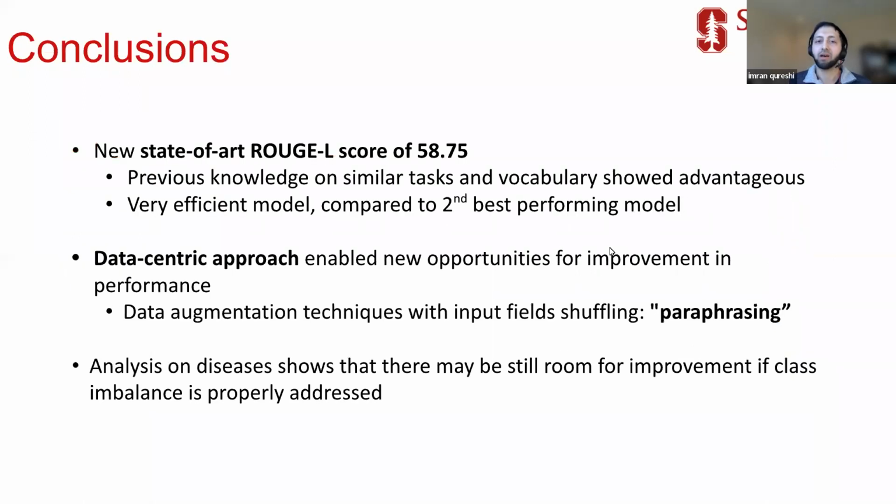And to conclude, we present a new BERT-to-BERT model, which presents state-of-the-art performance in our radiology summarization task, using both the architecture search as well as the data-centric data augmentation approach of shuffling data. We also look at the analysis of the diseases and how we gain knowledge in the model, and future work could include improving on these class imbalances.